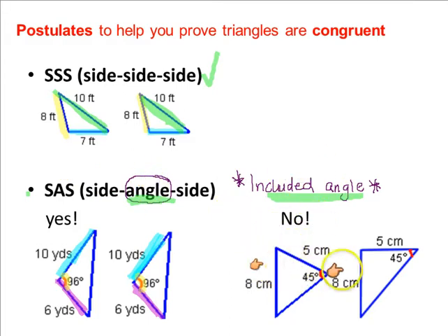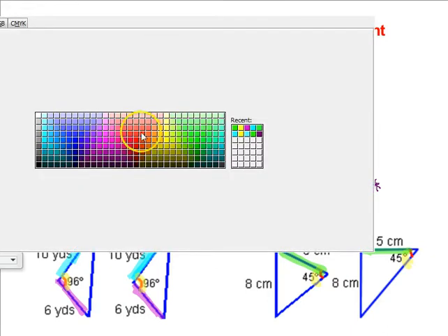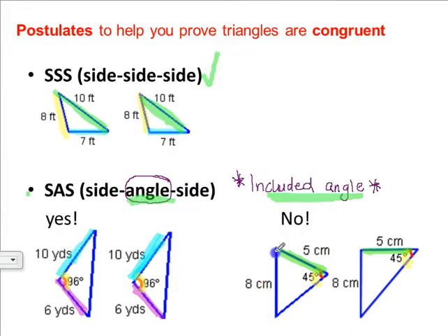So look over here on the right at these two triangles. Here's our angle. And then the only two side lengths that we're given to know that the two sides are congruent: this side is labeled 5 centimeters, as well as this one. So we know those are congruent sides. And then the other pair of labeled sides is this 8 centimeter and this 8 centimeter.